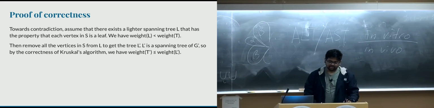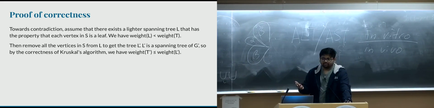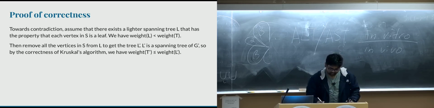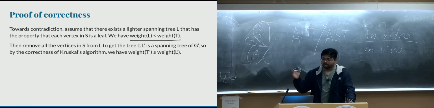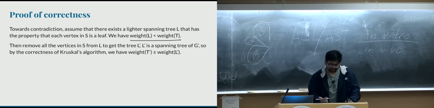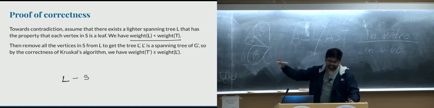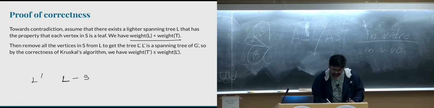So what we are saying is, let there be a minimum spanning tree L, which is the best answer that you can get for this question. It will follow all the properties and the cost will be as low as possible. So this is by definition what we are saying, right? Cost of that L has to be less than the spanning tree that we have found. Once we have this L with us, we will remove all the vertices in set S from this L, and we will create this L prime.